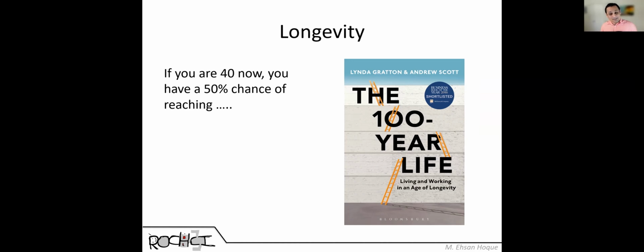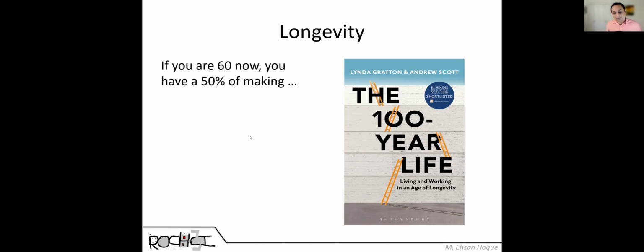All right, I think there are some people in their 40s. If you're in your 40s, what do you think you have a 50% chance of reaching? Any guess? It's 95, which is also pretty good. And if you have anybody in their 60s, you have a 50% chance of making it to 90. Of course, these are numbers from the book, and you have to take them with a grain of salt. But the take-home message is that people are living longer.